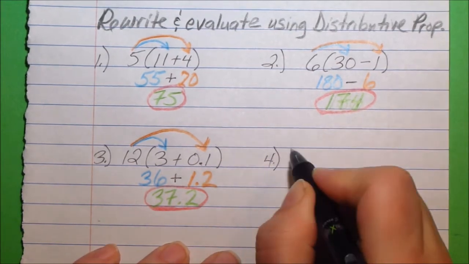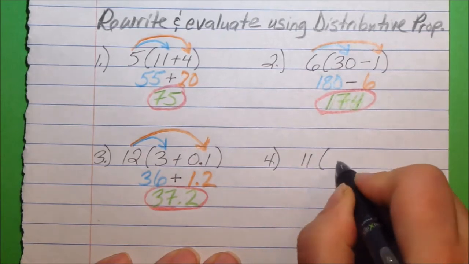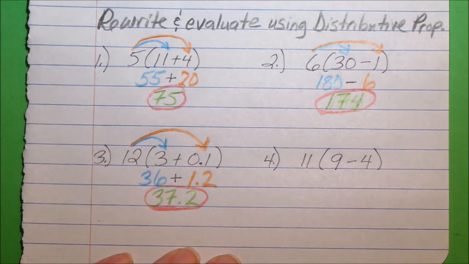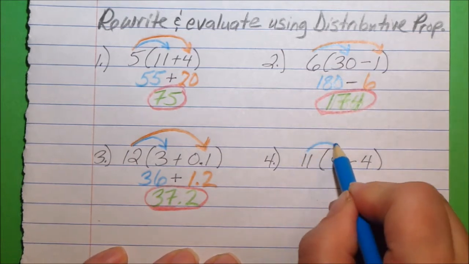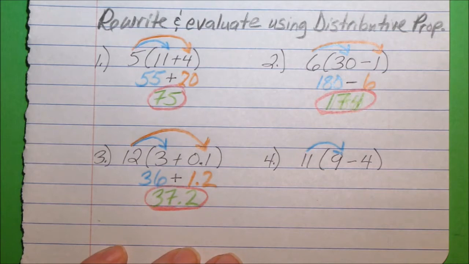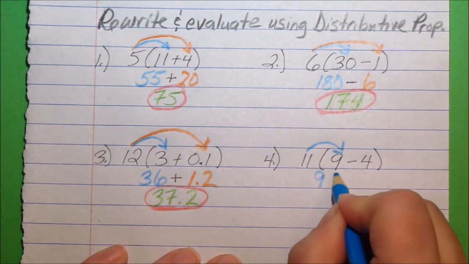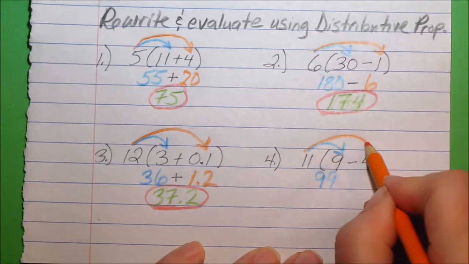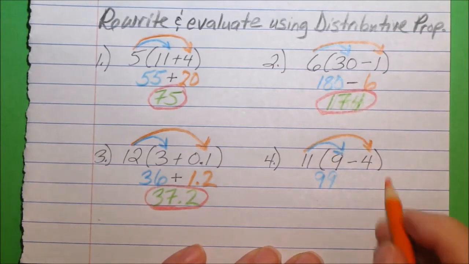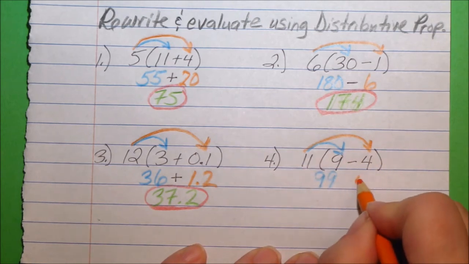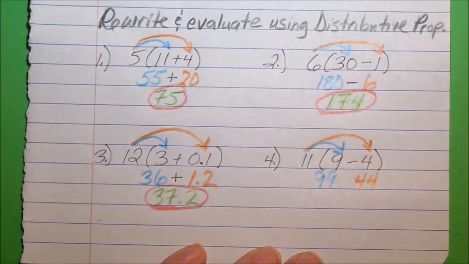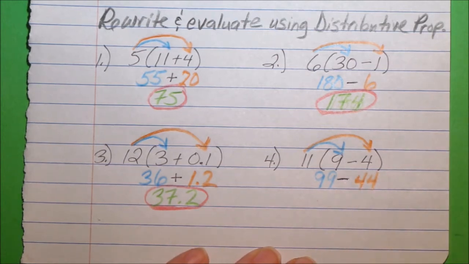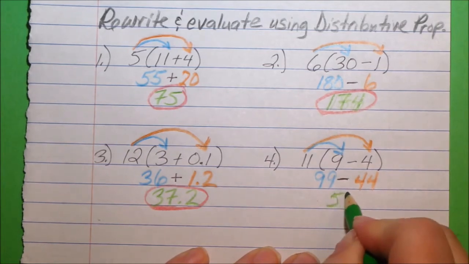All right, and one last example. Number 4. 11 times (9 minus 4). First step, multiply the 11 times the first number in the parentheses. 11 times 9 is 99. Second step is to multiply the second number. 11 times 4 is 44. Let's not forget to bring down the operation. Keep that subtraction there. And 99 minus 44 is 55.